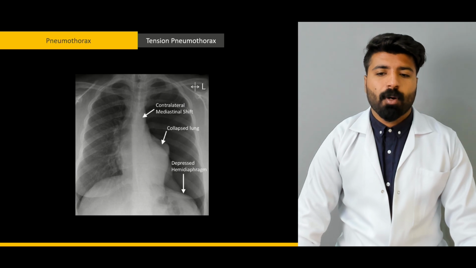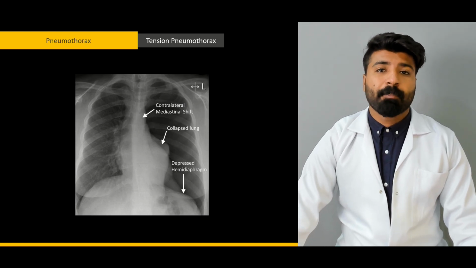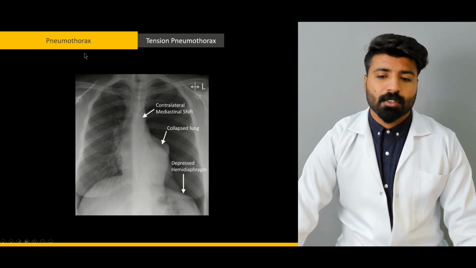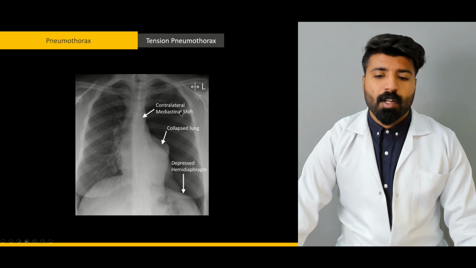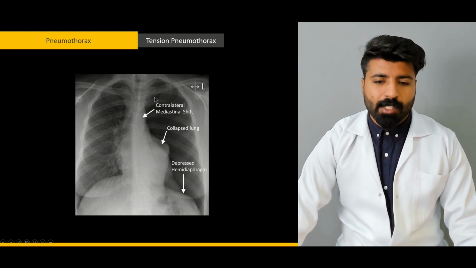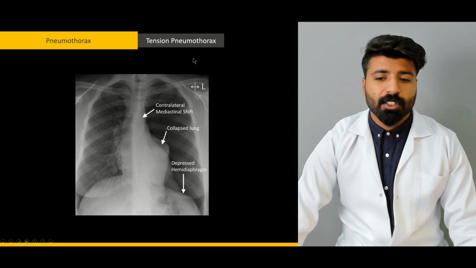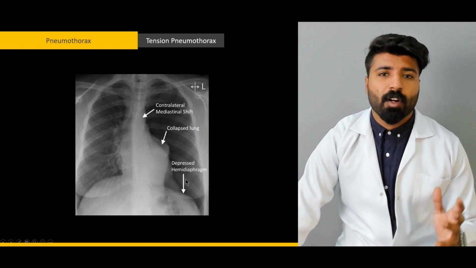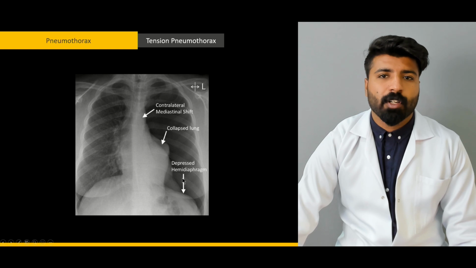Next, we're going to talk about the radiological findings in a patient suffering from tension pneumothorax. Contralateral mediastinal shift will be seen. Collapsed lung will be seen at the bottom or at the top. Decreased hemidiaphragm will be seen. You can see this is the diaphragm here. These three findings you have to look for in a patient suffering from tension pneumothorax.